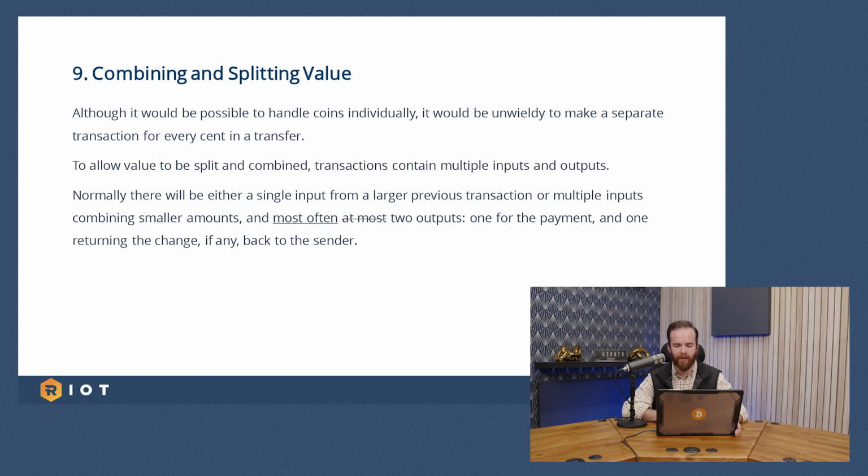So here he says at most 2 outputs. I'm going to modify that and say, and most often 2 outputs. You can have a transaction with hundreds of outputs. It's called transaction batching. So it's just one more thing Satoshi was wrong about. I joke because it's okay to be wrong about things. I'm wrong about things. And we fixed it.